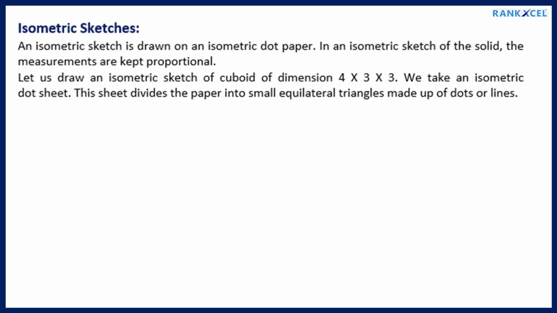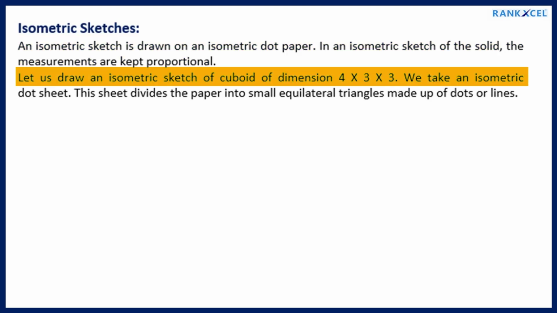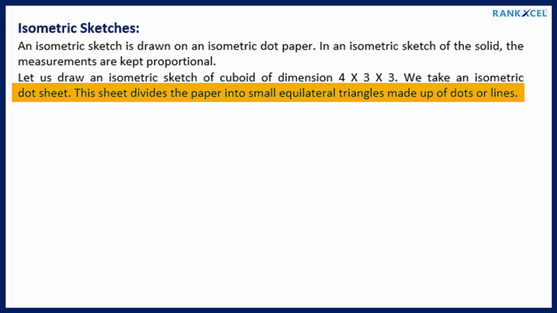Isometric sketches. An isometric sketch is drawn on an isometric dot paper. In an isometric sketch of the solid, the measurements are kept proportional. Let us draw an isometric sketch of a cuboid of dimensions 4 by 3 by 3. We take an isometric dot sheet. This sheet divides the paper into small equilateral triangles made up of dots or lines.